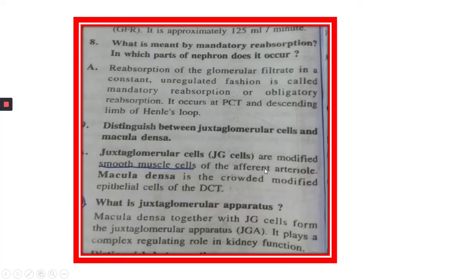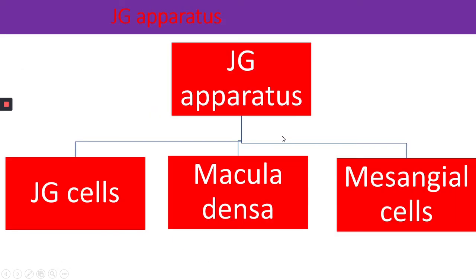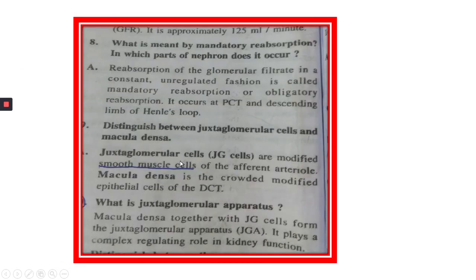Macula densa is the crowded, modified epithelial cells of the DCT, cuboidal epithelial cells. If you observe here, in this small space a lot of cells are gathered, and this is called macula densa. Where is it? It is present in the distal convoluted tubule. These are the crowded, modified epithelial cells of cuboidal epithelium of the DCT, the distal convoluted tubule.